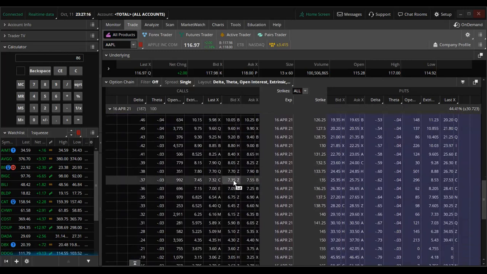And at the time that I bought this call contract, this contract was going for $725 per contract. Now, all contracts, remember, represent 100 shares of stock. So when you buy a call contract, whatever price you pay for the contract, you multiply that by 100, and that gives you how much money you have to spend in order to buy that stock option.